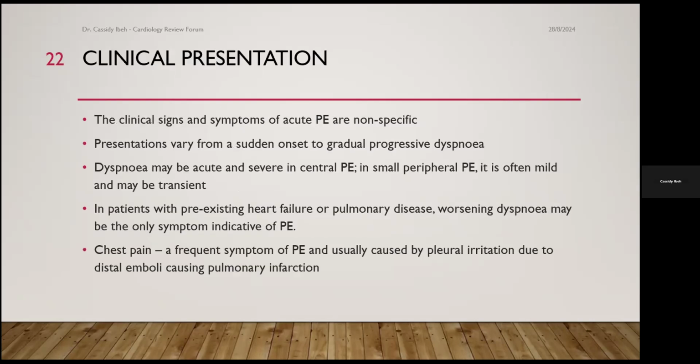Now, looking at the clinical presentation, like I said earlier, the presentation is mostly non-specific, but it may vary from sudden onset to gradual progressive dyspnea. Dyspnea may be acute and severe in case of central PE, but in small peripheral PE, it's often mild and may be transient. In patients with pre-existing heart failure or pulmonary disease, worsening dyspnea may be the only symptom indicative of pulmonary embolism, so it requires a high index of suspicion, like I said earlier. And chest pain, which is a frequent symptom, usually caused by pleural irritation due to distal emboli, may also be present.